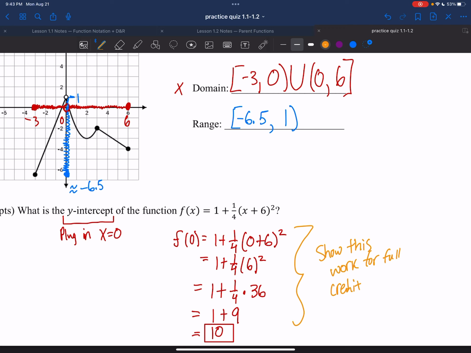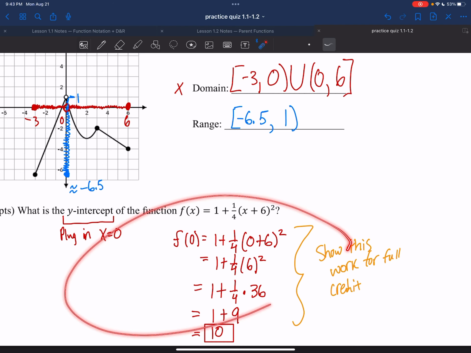When you take a math class, you need to operate under the assumption that when you write something to prove some statement, you need to back it with justification. If you just put 10 and box that, and you show me none of this, that's not good, okay? I know that for some of us, we could do it in our head, right? 0 plus 6 squared, blah, blah. But please show your work, okay?